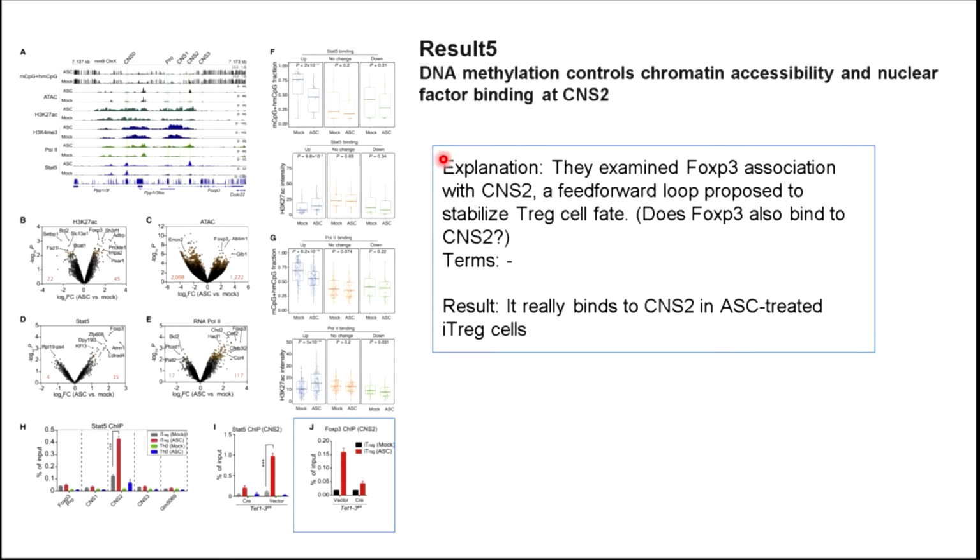They then examined Foxp3 association with CNS2, a feedforward loop proposed to stabilize Treg cell fate. It really increased in ASC-treated iTreg cells, but not in cells transduced with retroviral Cre. Taken together, although there might be more factors that differentially bind at CNS2, DNA demethylation controls chromatin accessibility and nuclear factor binding at CNS2.